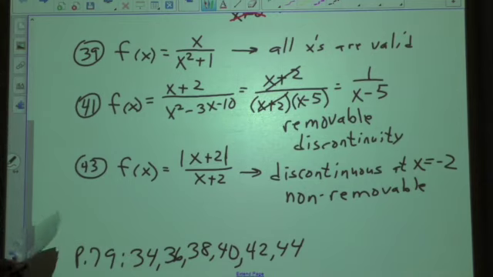Okay, so that gives you some direction of what to do with these. Go ahead and do these 6 problems right here for practice on that. Good luck.